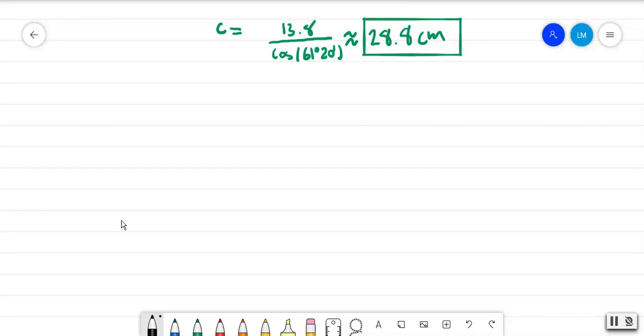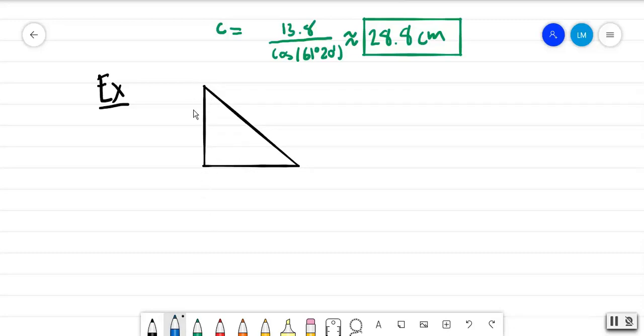Now, let's say that we work an example where two sides are known, but no angle measure is known at all. So let's say that, for example, we have a triangle. Let's say that one of these sides is 44.25 centimeters, and then let's say that one of the other sides is 55.87 centimeters.